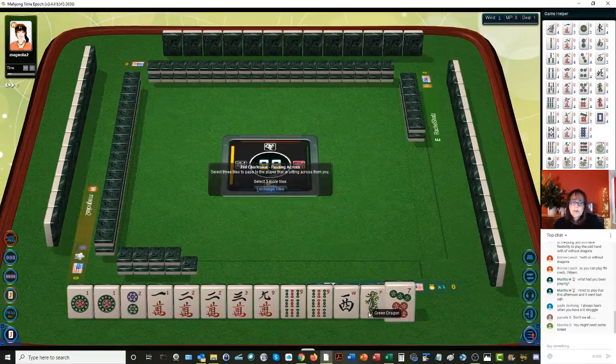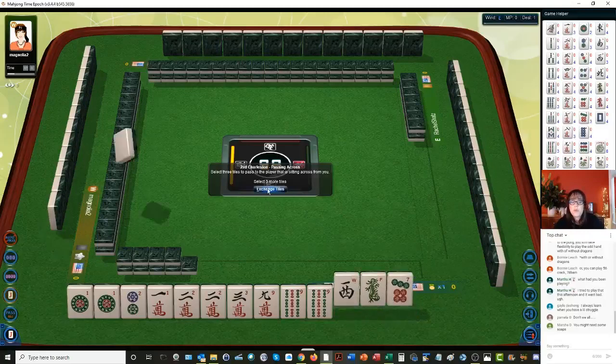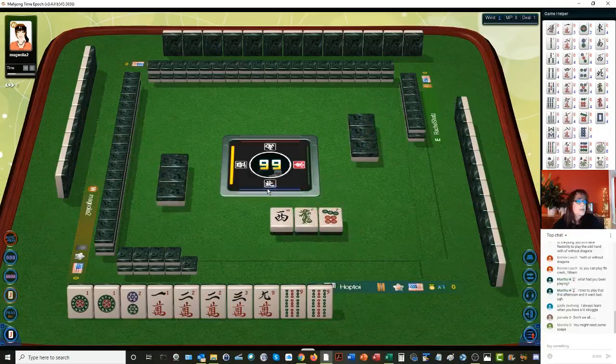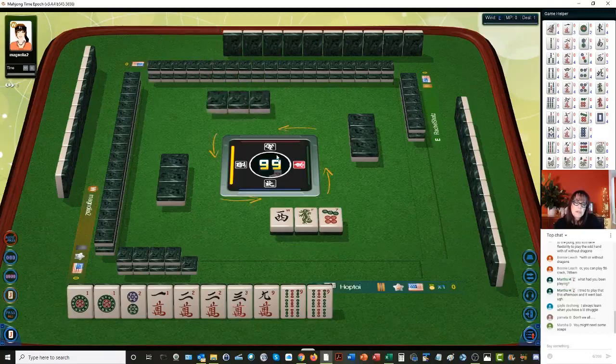Yeah, we're going to need soaps, but in the very first hand, under winds and under the year, you only need one soap. One white dragon is all that's needed there. For that very first hand, we need flowers, of course. Let's see. All right, we'll see how this goes.